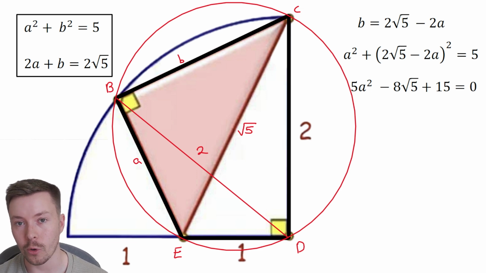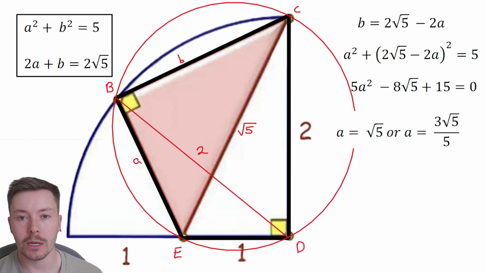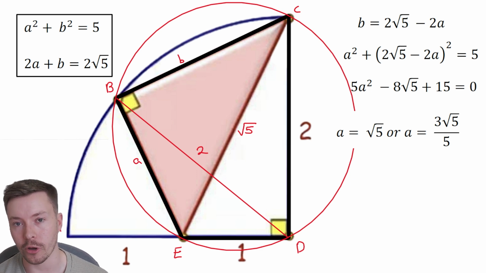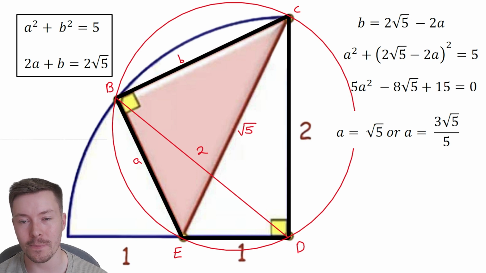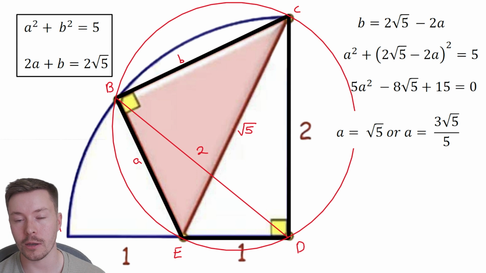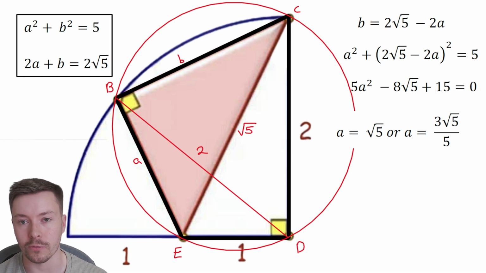So my solutions for a that my calculator gives me are a equals root 5 or a equals 3 root 5 over 5. Now, a can't be equal to root 5 because if we look at the shape, again, the triangle, a must be shorter than the hypotenuse of that red right angle triangle, which is root 5. So it must be smaller than root 5, so it's got to be 3 root 5 over 5, or 3/5 of root 5.